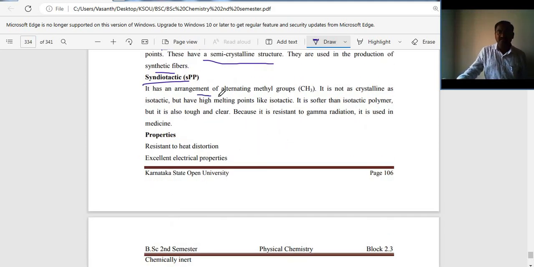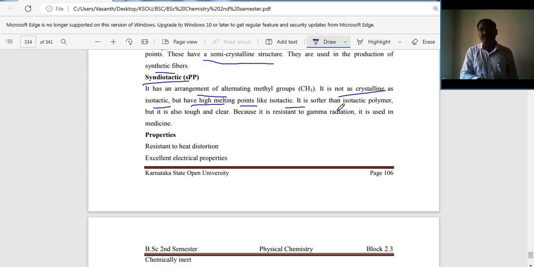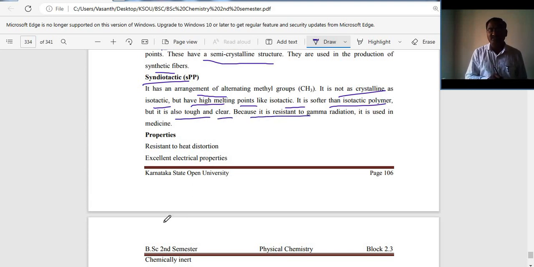Syndiotactic means it has an arrangement of alternating methyl groups. It is not as crystalline as isotactic, but has a high melting point like isotactic. It is softer than isotactic polymers, but it is also tough and clear, and it is resistant to gamma radiation. It is used in partitions.